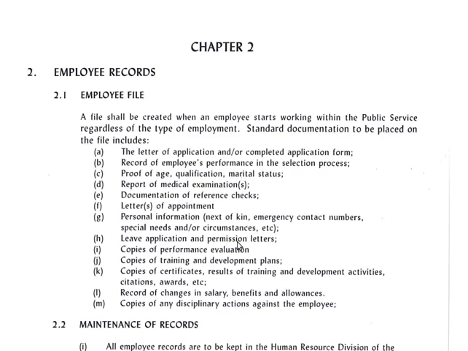Leave application and permission letters, copies of performance evaluation, copies of training and development plans, copies of certificates, results of training and development activities, citations, awards, etc. Record of changes in salary, benefits and allowances, copies of any disciplinary action against the employee. So those are some of the things that are placed on your file.